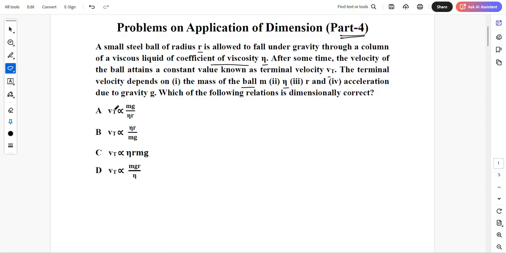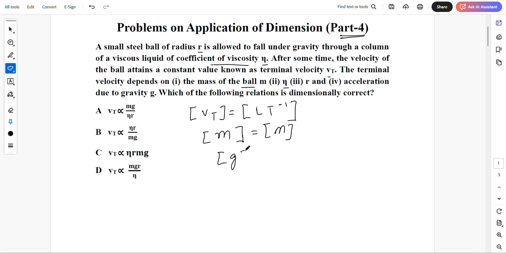Now you are supposed to say which is. On the left hand side, what is given? Vt is given. What is Vt? Terminal velocity. What is the dimension of velocity? LT to the power of minus 1. Okay. Now on the right hand side, what is given? What is the dimension of mass? That is M. And g is what? Acceleration due to gravity. That is LT to the power of minus 2. Eta, that is coefficient of viscosity, we have to calculate. And then what is r? Radius means L.